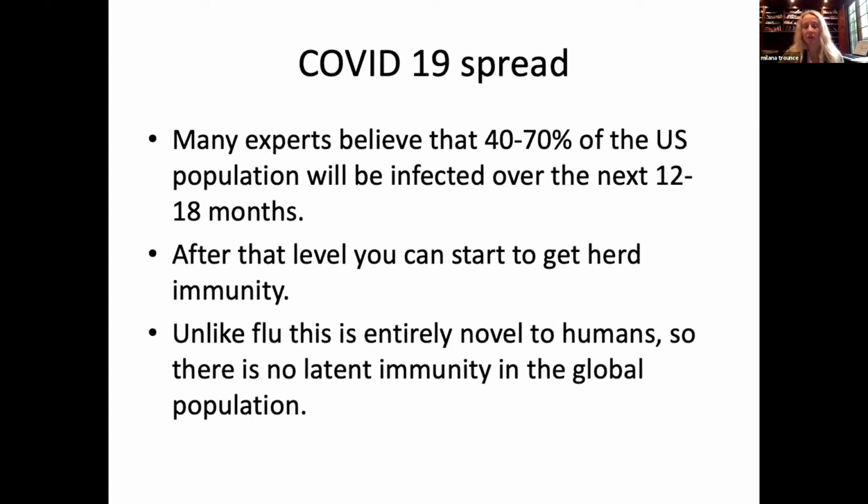Many experts believe as much as over half of the population of the US will get infected over the next year and a half. After that, you'll start getting herd immunity and the virus will slow down. And that's even in the absence of any drugs or vaccines.